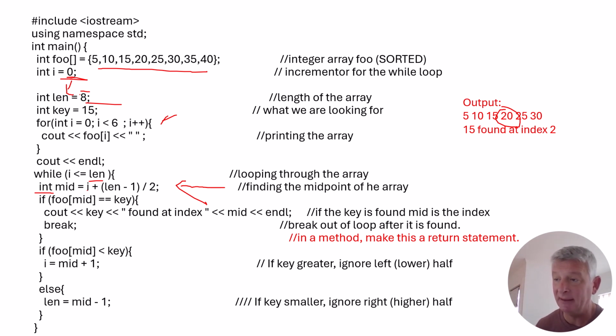If the mid is less than the key, then I is going to shift to mid plus 1. So if I'm looking for 25, 25 is greater than 20, so now I'm only going to search the top part. If I'm looking for 15, 15 is less than 20, so I'm going to search the bottom part. This is how I find my top and bottom. Then I go back, right?